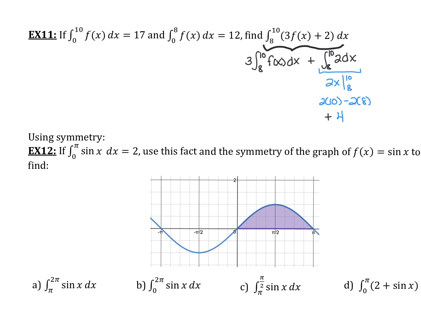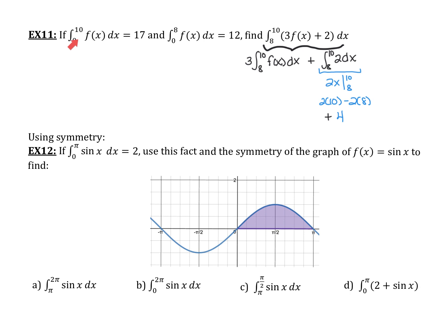But what about this other part? What about this part that says we want to do the integral from 8 to 10 of f of x dx? We don't even know what f of x is. There's a clue over here. It says that f of x dx equals 17 from 0 to 10, and f of x dx equals 12 from 0 to 8. Well, how is that helpful? Flip back a few pages and look at property number 5. If we look at property number 5, that's exactly what this is. That's what we're going to be using.